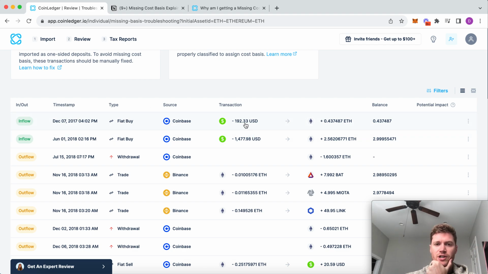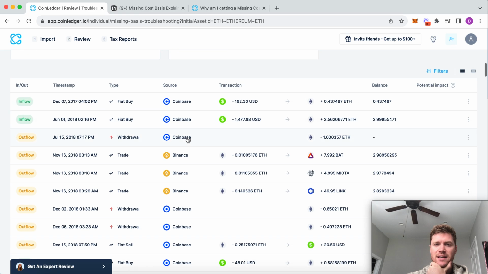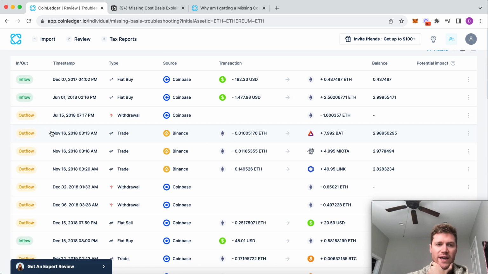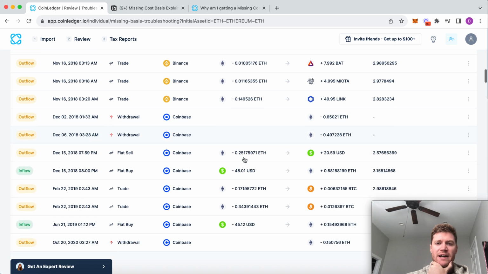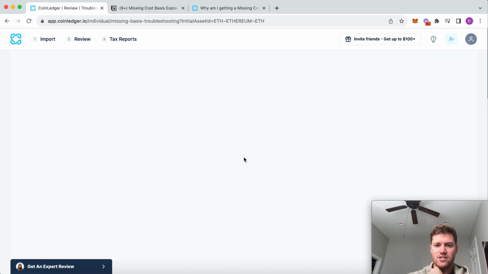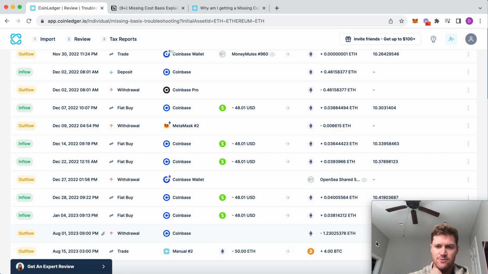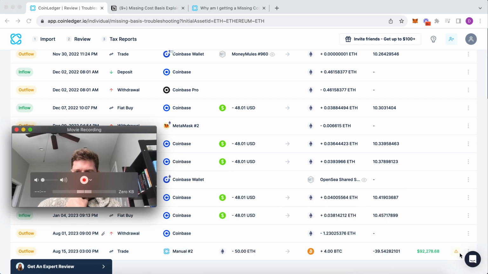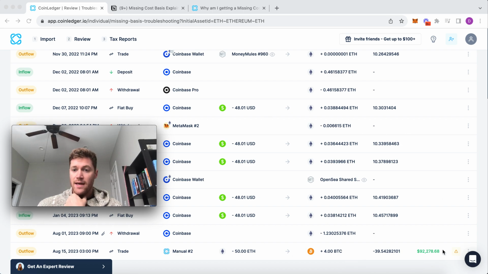So we can see, originally, I'm buying Ethereum in Coinbase. I've withdrawn some, I've traded away some. These are outflows of Ethereum, but everything's checking out so far. It's only when I get to probably the final transaction in this list, as we can see here, that yes, this is where the missing cost basis warning is occurring. And we can see that all of these inflows and outflows of Ethereum ultimately don't add up to having 50 at the time of this trade.